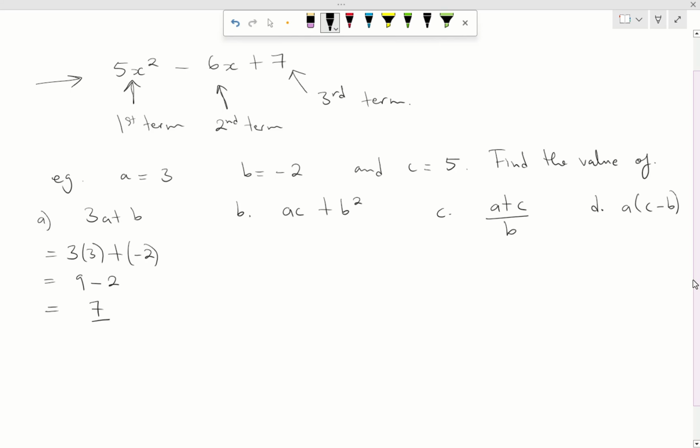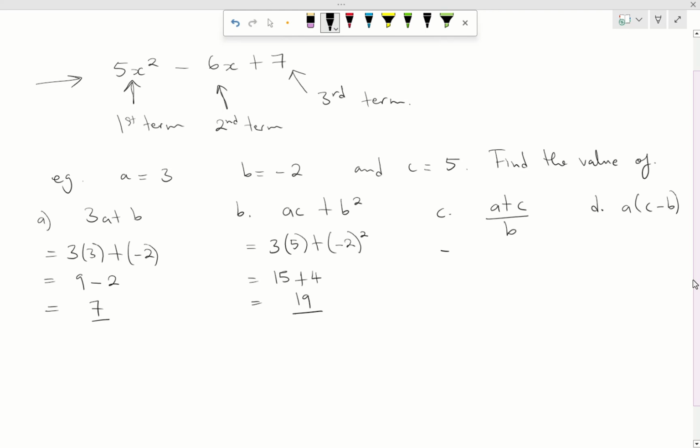And then for b, we have ac plus b squared. Our a is 3, our c is 5, and we're adding b squared. Our b is negative 2, and we are squaring that. So 3 times 5 gives us 15, plus, remember, minus 2 times minus 2 gives us a positive 4. So that becomes 15 plus 4, and we get 19, which is our final answer.